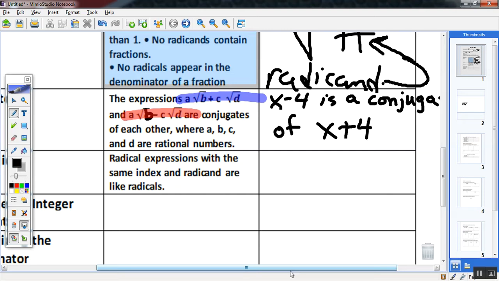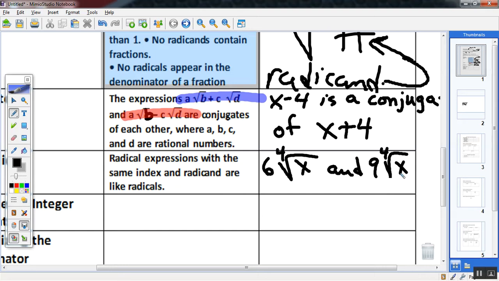Yeah. It's cool stuff. Okay, radical expressions. Like radicals are the following. Let me give you an example. 6 times the 4th root of x, and 9 times the 4th root of x. Why are these like radicals, kids? Because they have the index of 4. Same index for each. The index is 4 in each case.